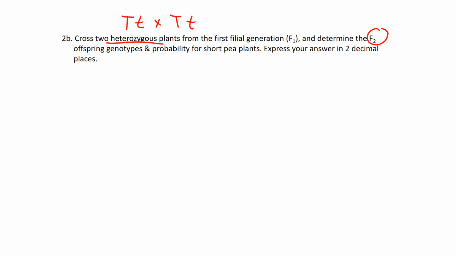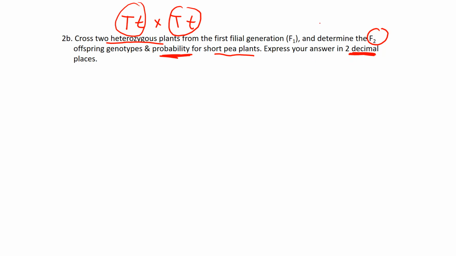And we want to know the genotype and the probability. So what is the probability of having short pea plants from these two parents right here? And they want our answer expressed in 2 decimal places. This is really important. You don't want to do all this work and then end up leaving it in a ratio or a fraction. In this case, they want the answer in 2 decimal places. So make sure you always underline what they want the answer to be in, to be able to get the right answer, okay?